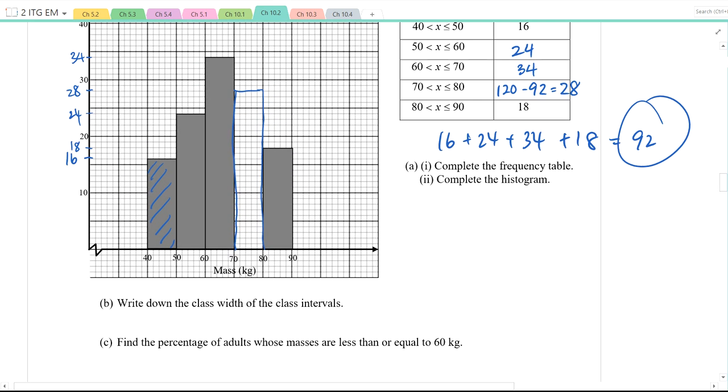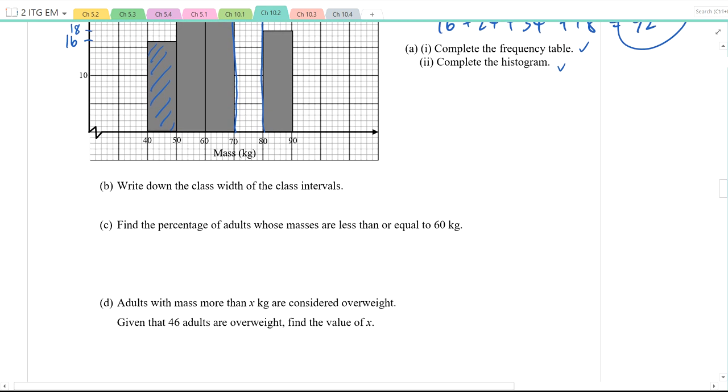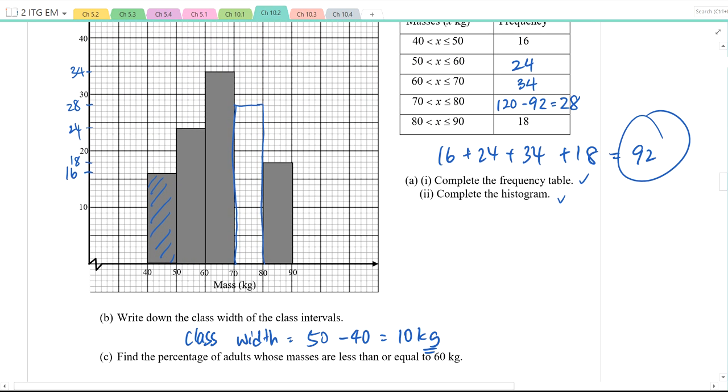Okay, so we have completed the frequency table, and now we have completed the histogram. Write down the class width of the class intervals. Class width will be 10 kilograms, equals to, you can just choose one of them because they're all supposed to be the same, and units are important.